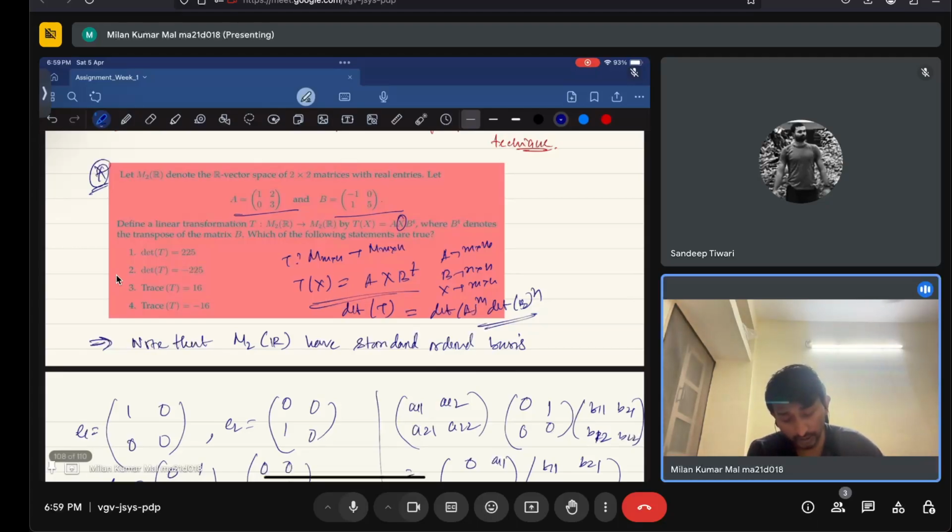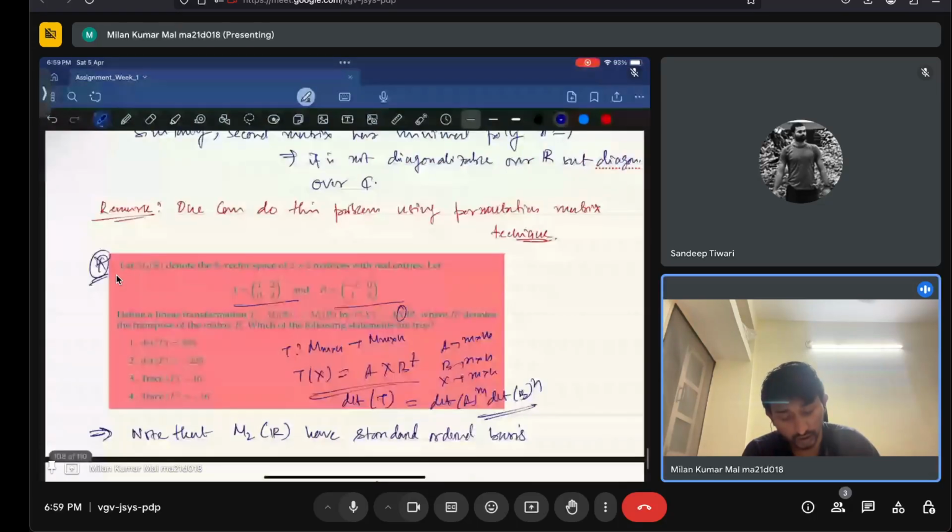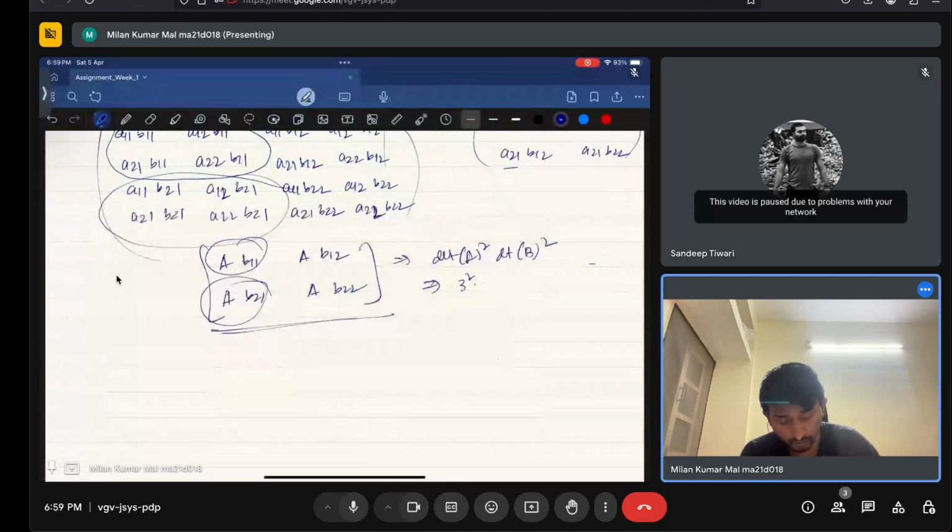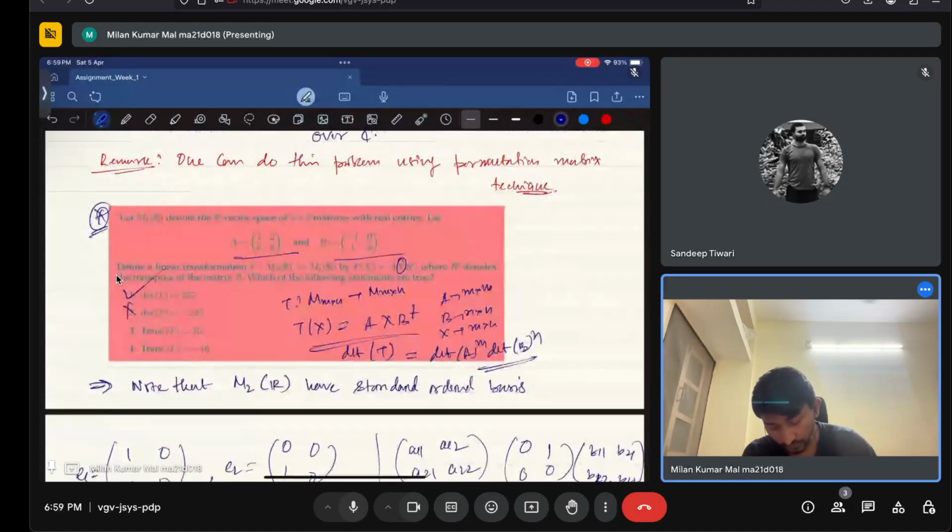So here the determinant of A is 3, and the determinant of B is -5. So 3 square into 5 square, that is equals to 15 square, that is equals to 225, and no minus. You can remember this thing, this is a very interesting thing.